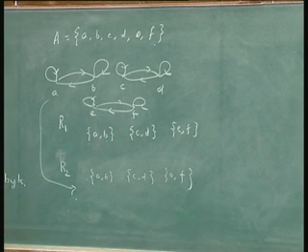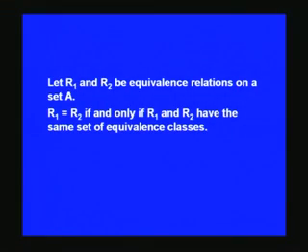So, that is what is meant by this. R1 is equal to R2 if and only if R1 and R2 have the same set of equivalence classes. This, as an example, I have explained. This is true for any set A and any equivalence relations R1 and R2 on A.